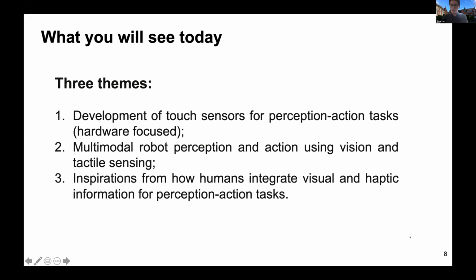Actually, I would like to hear Vincent's idea on this question, because Vincent has worked a lot on human touch. So I would like to hear his idea, what we can do beyond what we have done so far. Vincent, are you here?